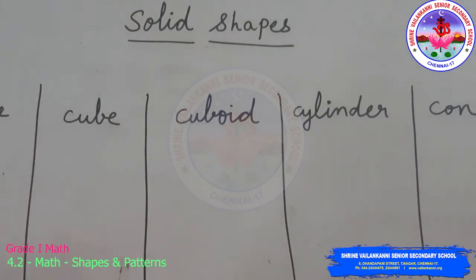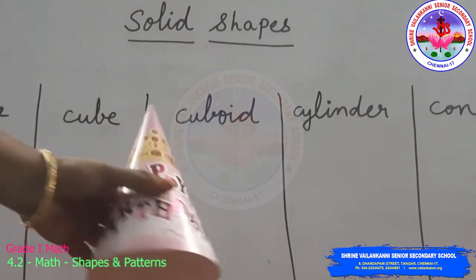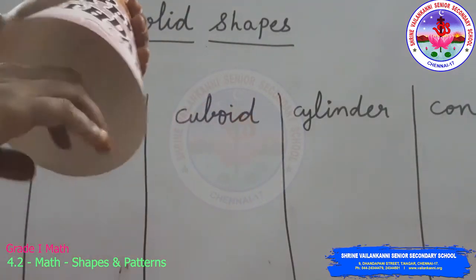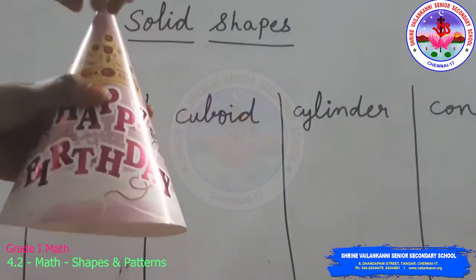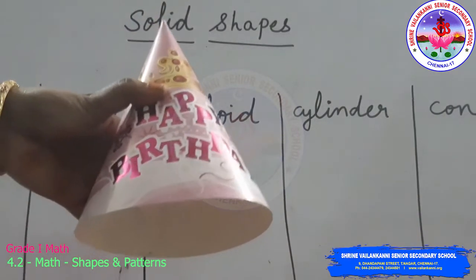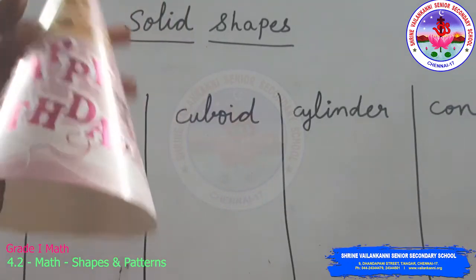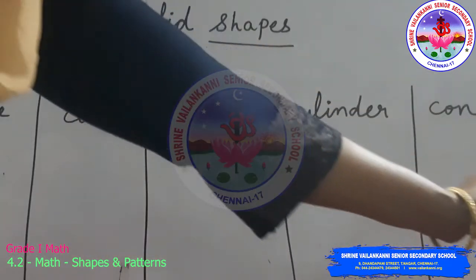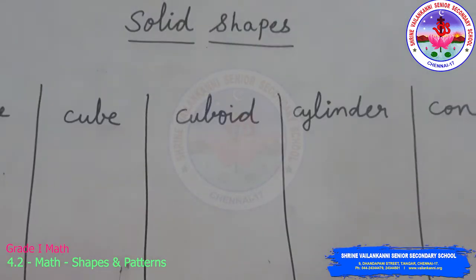Okay, so now what we are going to do is we are going to match the objects with the shapes. Okay, we can see many objects around us. It will match the shapes. Now this is, you know, you all use these on your birthdays. It's a birthday cap. Okay, this object resembles what solid shape? Yes, it resembles a cone. So a birthday cap resembles a cone.